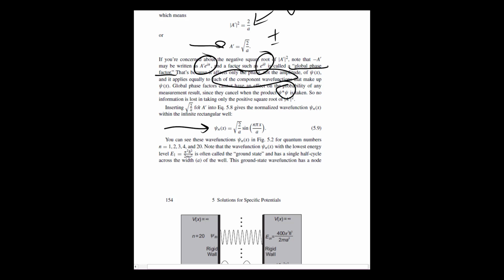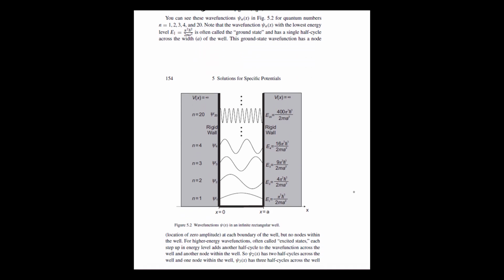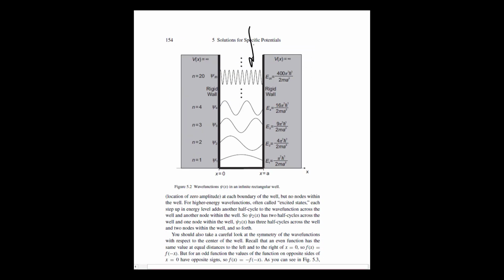And you can see those for n equals 1, 2, 3, 4, and 20 in this figure. You can see the shapes of the waveforms in here, starting with the ground state waveform. That's n equal 1. You can see the n numbers on this side. You can see the energy values on this side. And notice that each of these has a node, that is an amplitude of 0, at the wall. It has to, because it has to match up with the 0 amplitude wave function everywhere outside the infinite potential well.